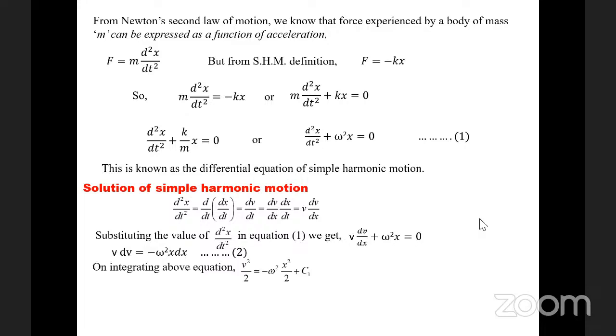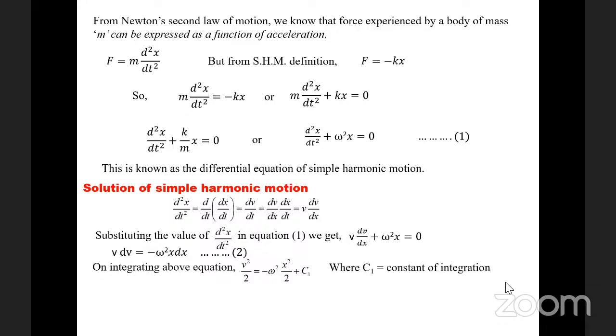So by integrating this, x dx gives x square by 2. Similarly, v dv gives v square by 2. By integrating this second equation, v square by 2 equals minus omega square, and again x dx gives x square by 2, plus constant c1.